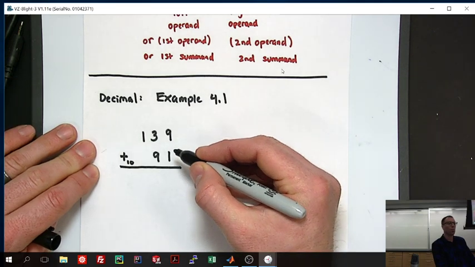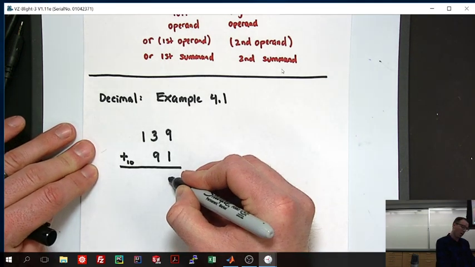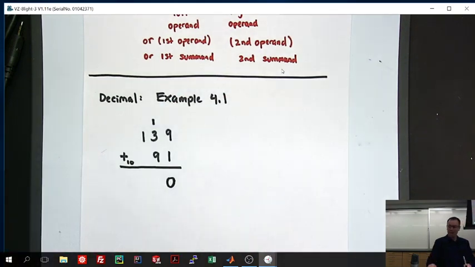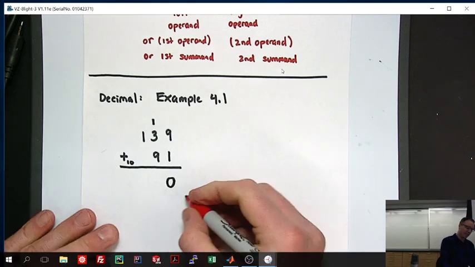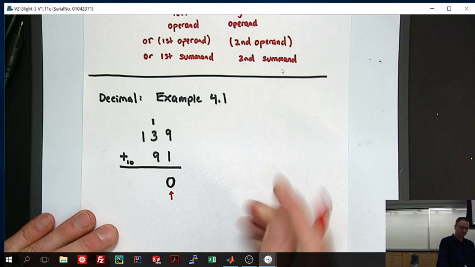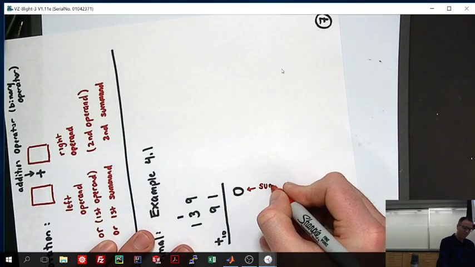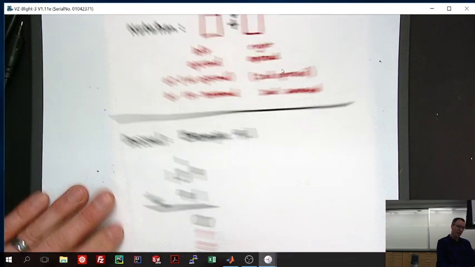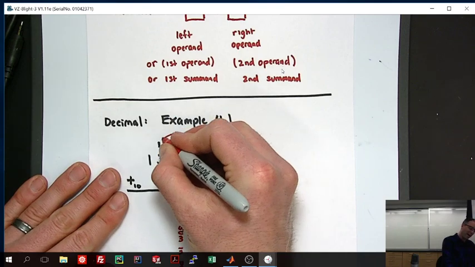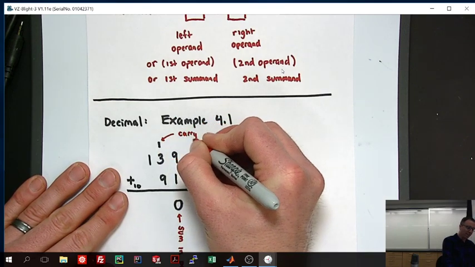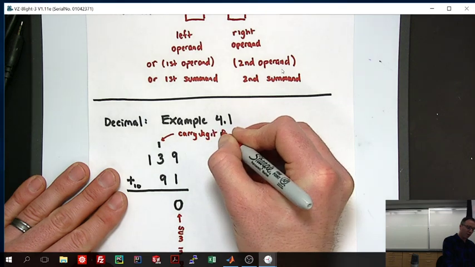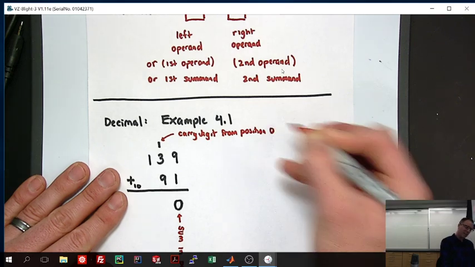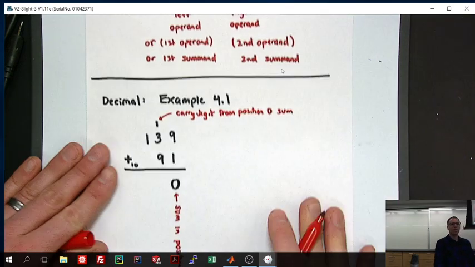Okay, 9 plus 1, we have what we call the sum digit, and then we have what we call the carry digit. So this is the sum in position 0. And this thing right there, we might call the carry digit from position 0 sum. OK, so now what do we do?